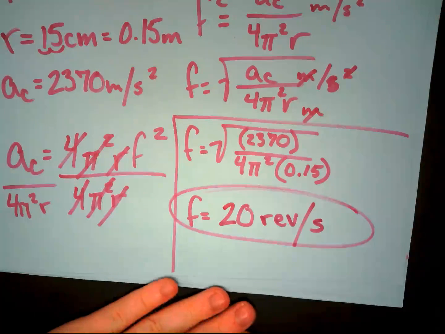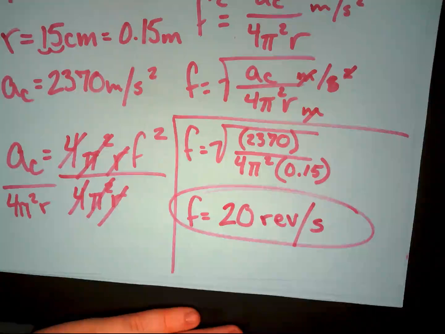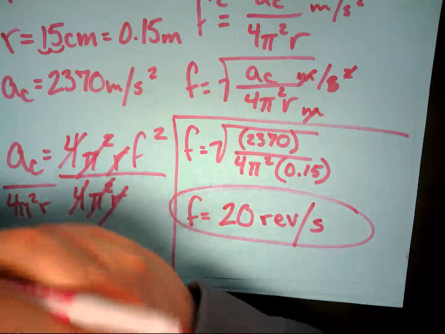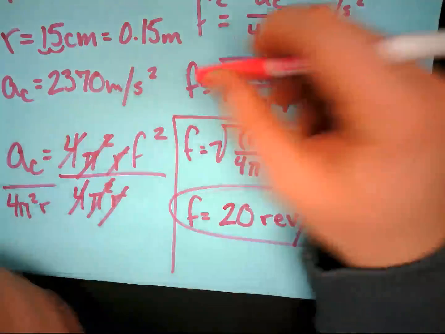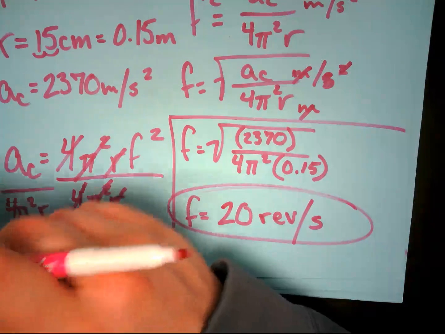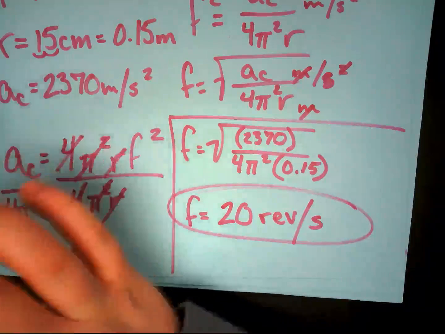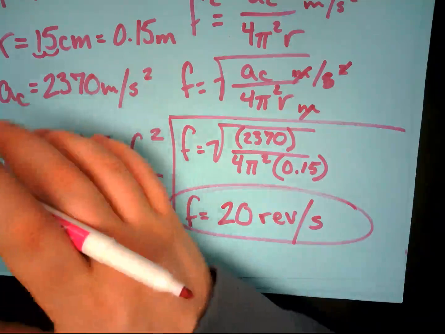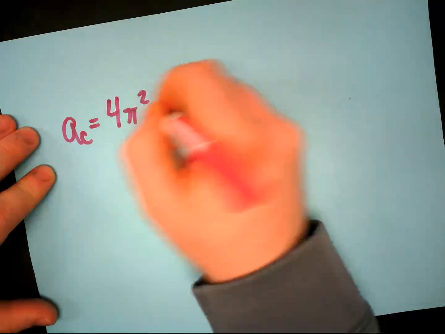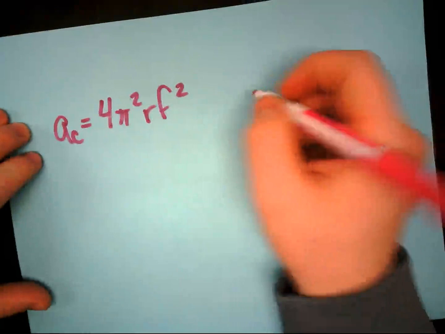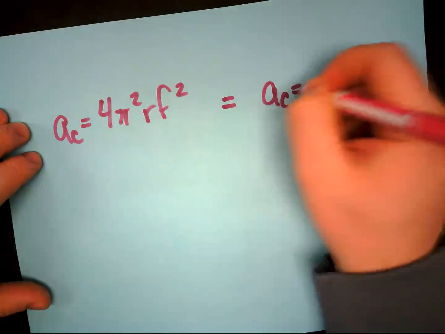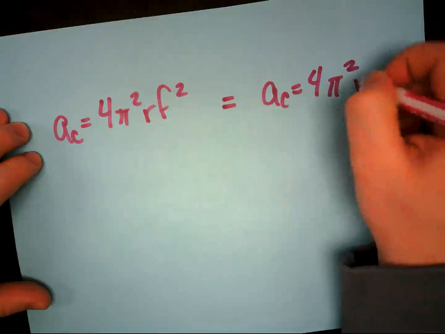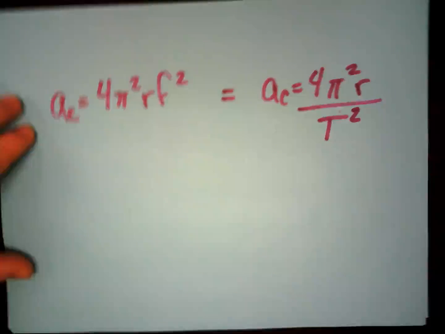Now, remember, let's say you are given frequency in a problem to find centripetal acceleration. You don't have to use the frequency in order to solve it. If you really want to, realistically speaking, the two equations that we have, these two right here, the centripetal acceleration is 4 pi squared times the radius times this. It's the same thing as this, right?